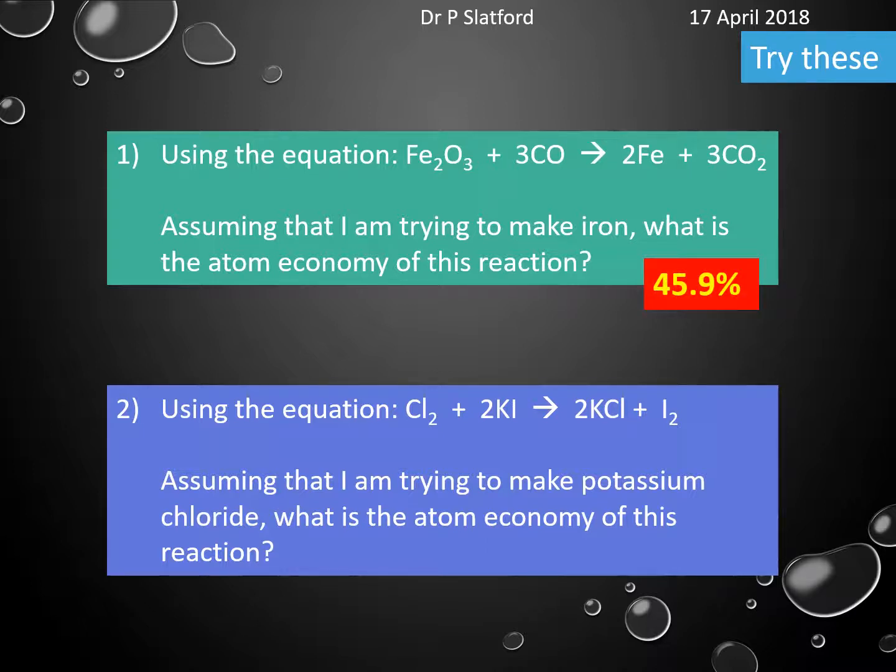And here are the answers. So the atom economy of the first reaction is 45.9%, and of the second reaction is 37.0%. If you didn't get those, make sure that you've calculated the Mrs correctly, and make sure you pay attention to the numbers in front. So how many carbon dioxides are there, etc.